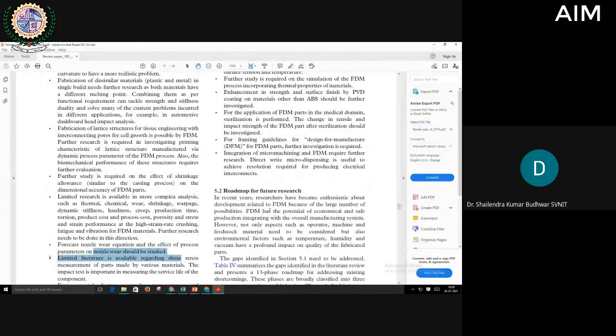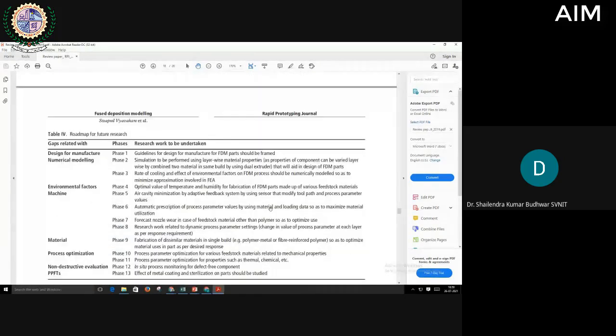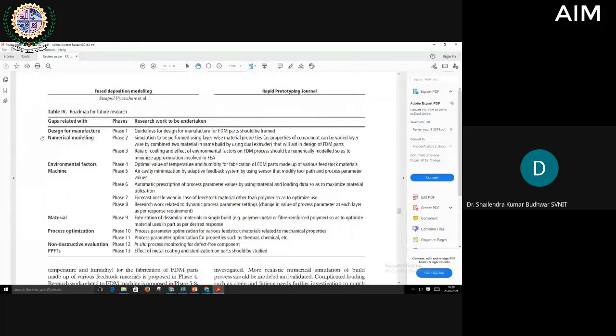Then what can be a roadmap for future research? Not only the research gap, but we have also suggested the roadmap for future research. So this is the roadmap. The first one is the gap related to design for manufacturing, that is phase 1. So there is a need for framing the guidelines for design for manufacturing of FDM parts. Then numerical modeling, there are 2 phases, phase 2 and phase 3. Then environmental factor, phase 4. Then research related to FDM machine, there are 4 phases.